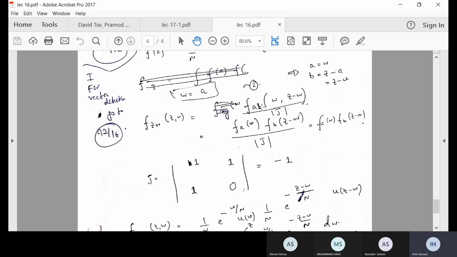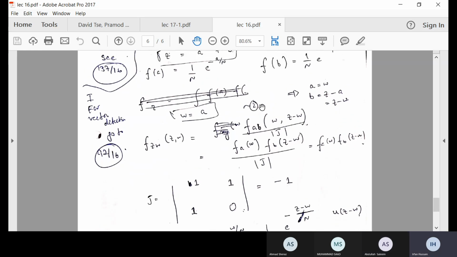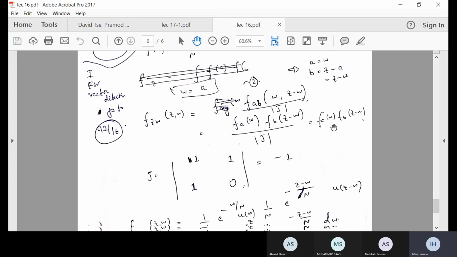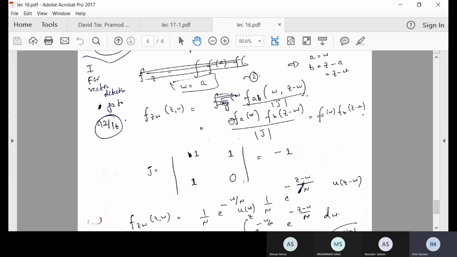So I know that fa and fb are independent, because you can see they are just exponentials, and exponential functions are independent, and they have many other properties you might have studied in your previous courses. So they are definitely independent, and I can just write them independently. The product of two exponentials becomes the addition of their powers in the exponent. So it can be written as fa(w) into fb(z minus w), the root fa(w) and fb(z minus w).